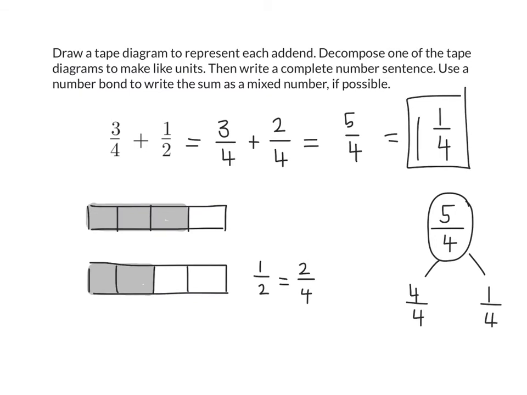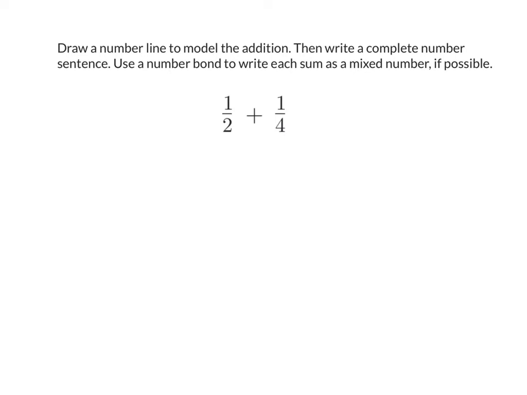So make sure we are doing every part because there's a lot of directions, a lot of steps in these directions. It said to draw tape diagrams to represent each addend. We did that. Then it said to decompose one of the tape diagrams in order to make like units. We did that. Then write a complete number sentence, right here, and then use a number bond to rewrite the answer as a mixed number. Okay, several steps in these problems. This time, it says to use a number line to model the addition. Then we're going to, of course, write a complete number sentence and use a number bond if possible.